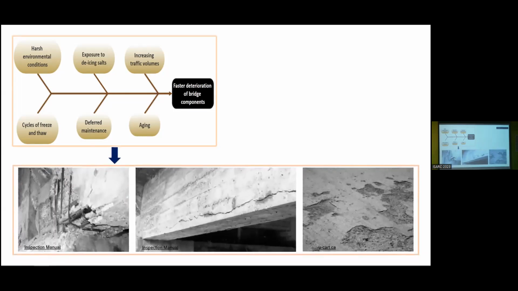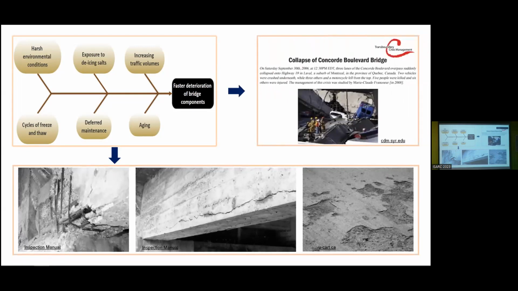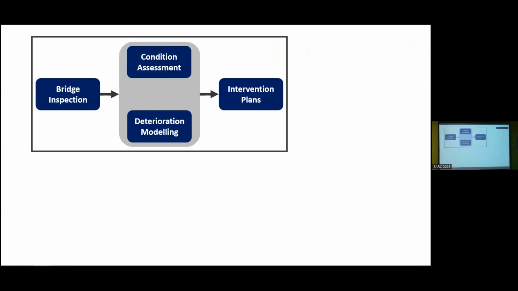Symptoms of such gradual deterioration arise in the form of surface or subsurface defects, as we can see in the photos, such as cracking, corrosion, spalling, delamination, and scaling. And if neglected, might lead to catastrophic failures in terms of human life, social, environmental, and economic impacts.